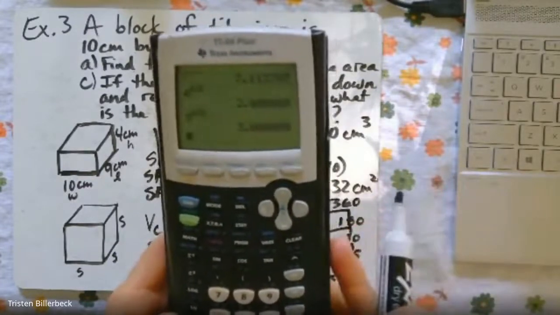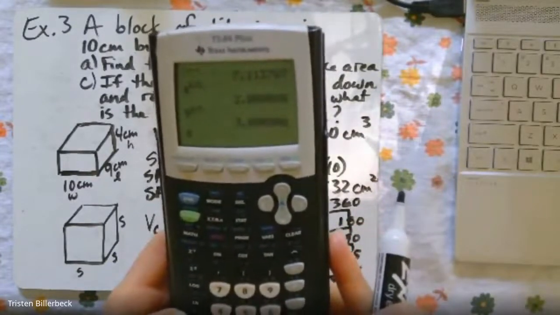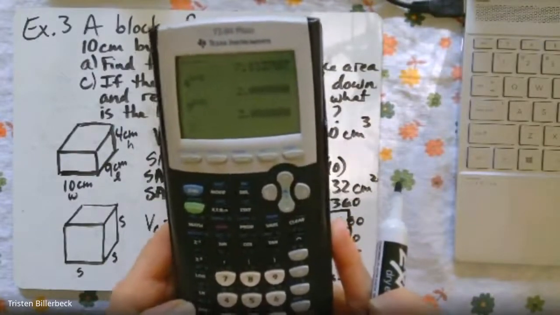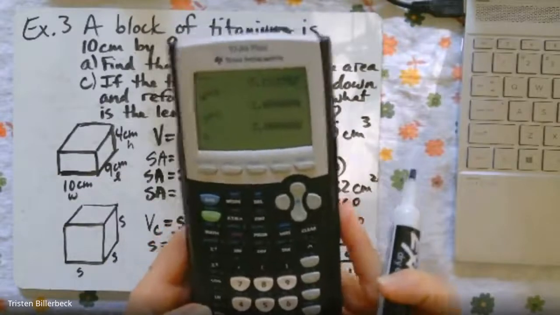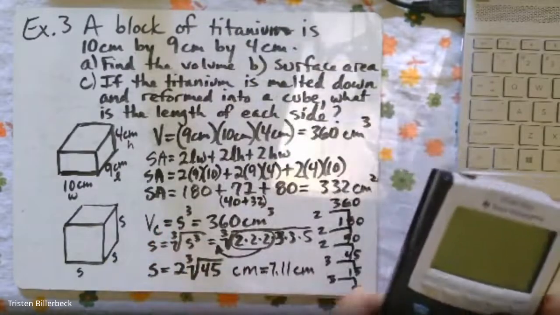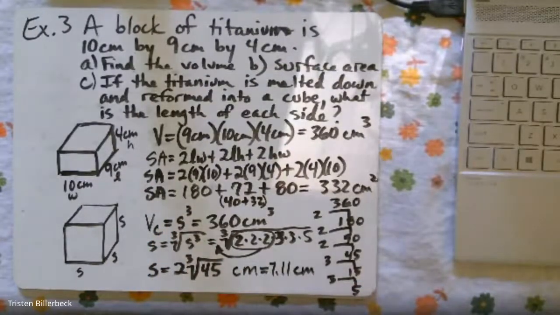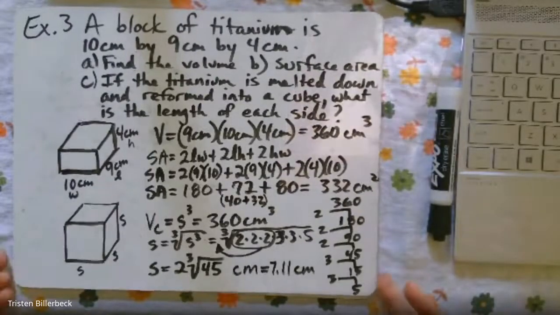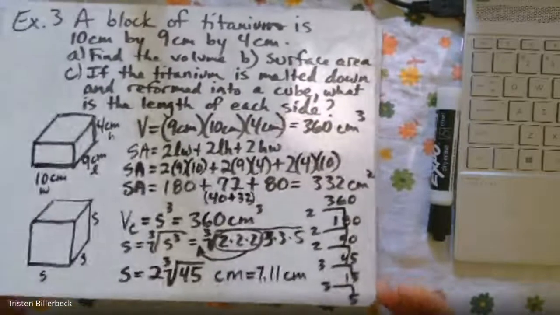But if you want to use the calculator to do these square roots and have the exact number, that's how you do it. Some calculators do have a square root, but they don't normally have a cube root and things like that. So there you go. Now you know.